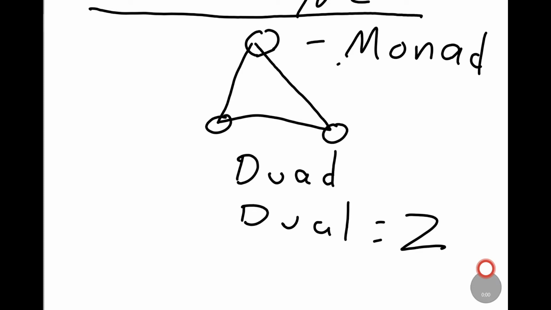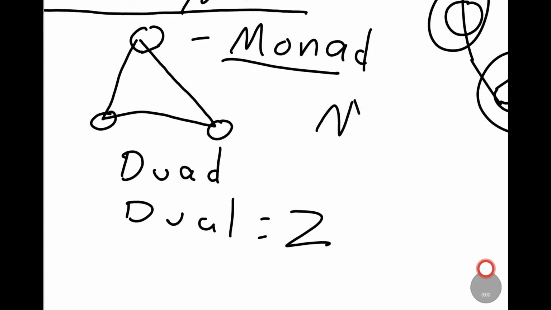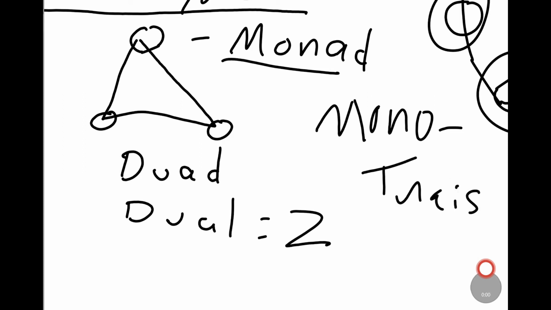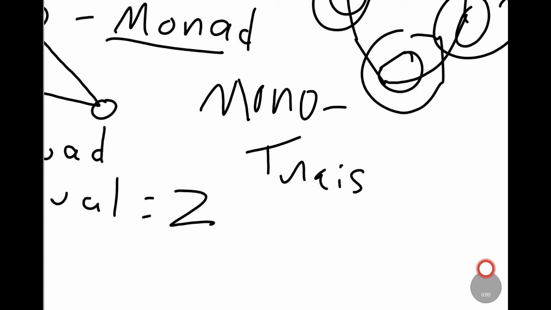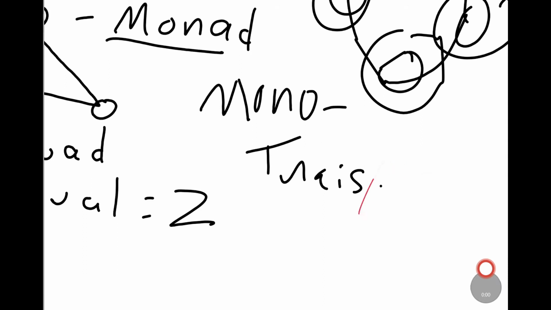The M-O-N means 1. So we get the word mono from, like theism. I don't know how to spell it. We'll just erase the evidence. So we get the word monotheism from.